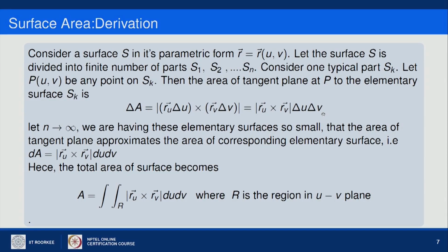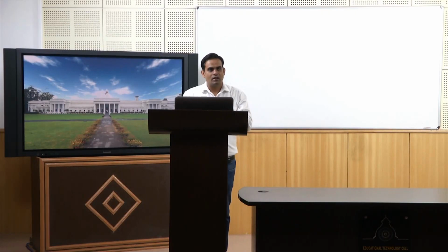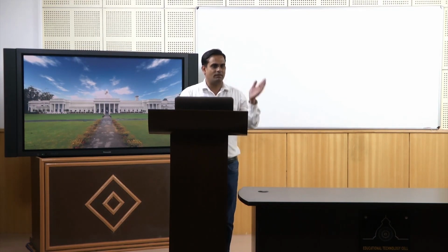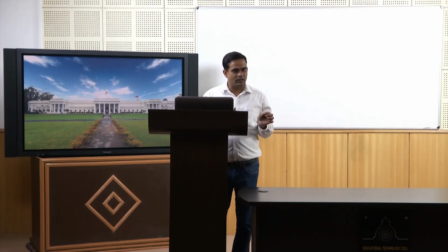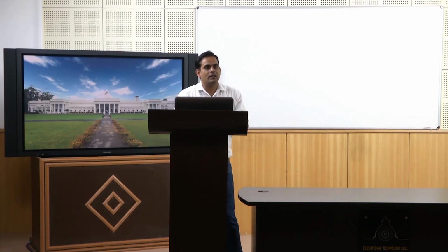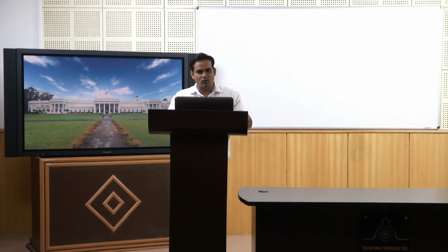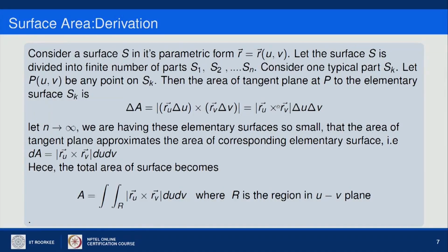that is magnitude of Ru cross Rv into del u del v, because each side of the parallelogram, that is the tangent plane to the elementary surface Sk, will be Ru del u, and the other side will be Rv del v, because any vector on that particular plane we can write as a linear combination of Ru and Rv, and hence the sides will become Ru del u and Rv del v. So del A will become their cross product, and the magnitude of this new vector into del u del v.